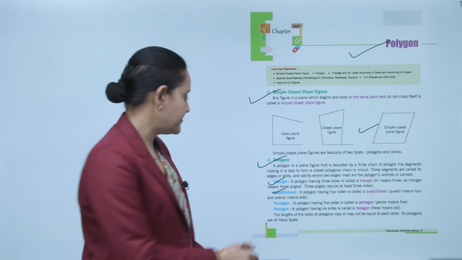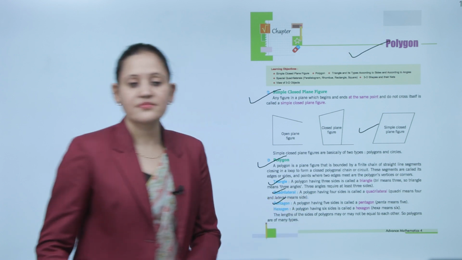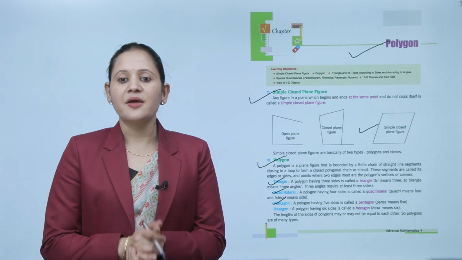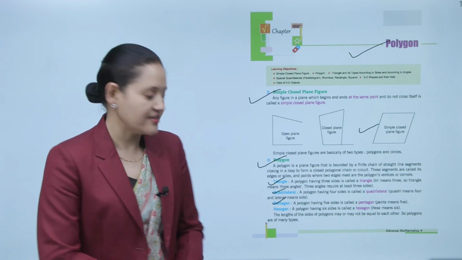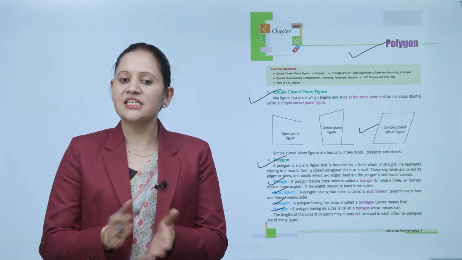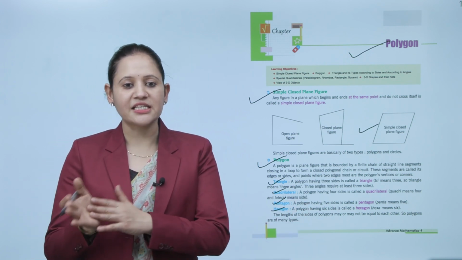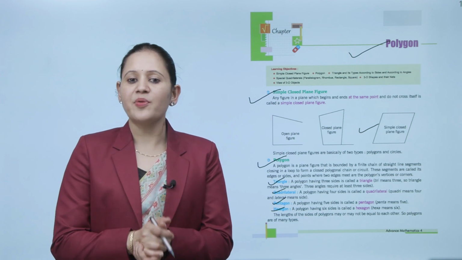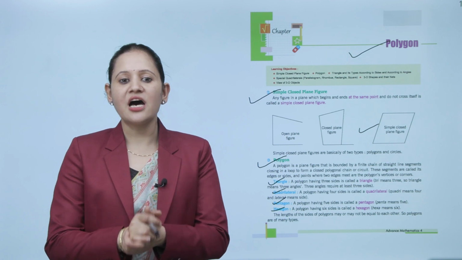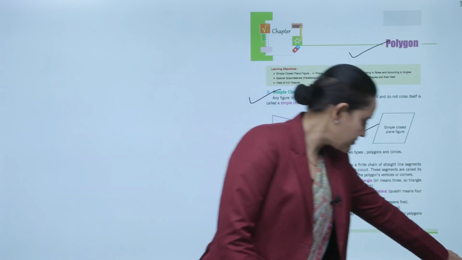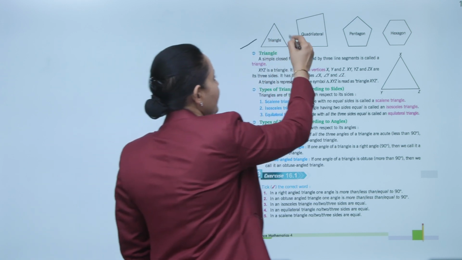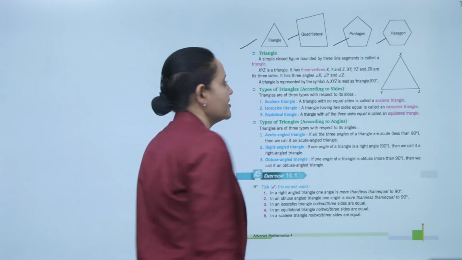Next is pentagon. A polygon having five sides is called a pentagon. Penta means five. Next is hexagon. A polygon having six sides is called a hexagon. Hexa means six. The lengths of the sides of a polygon may or may not be equal to each other. So polygons are of many types. This is triangle, quadrilateral, pentagon and hexagon.